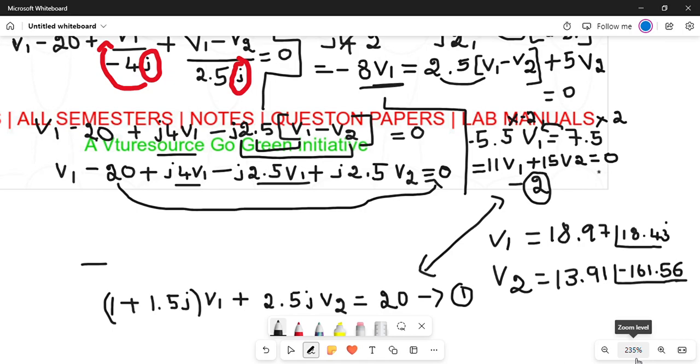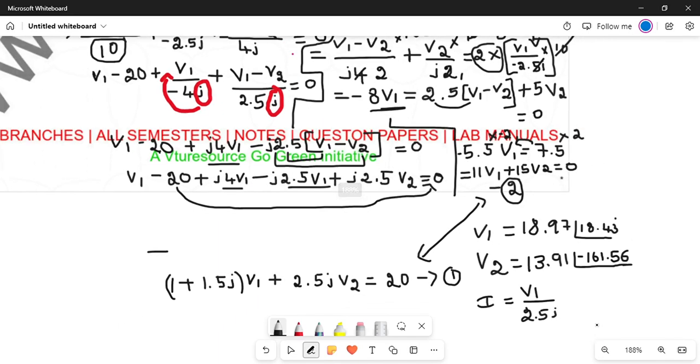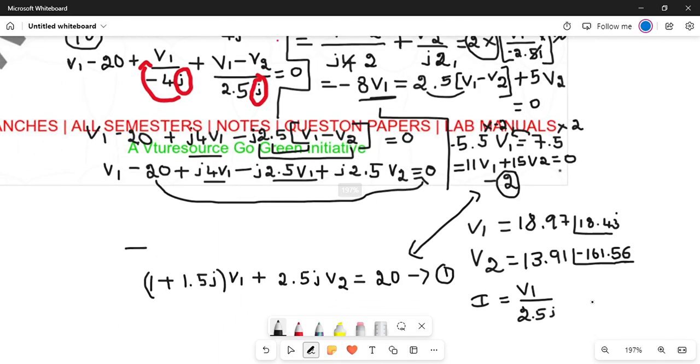So once you get the resultant, we have to find I1. So you know what is I1? I told you what is I1. I1 is equal to V1 divided by minus j 2.5 ohm, or I can say 2.5 j ohm. Fine. Yes, j 2.5 ohm, which I'm going to get the resultant as what?